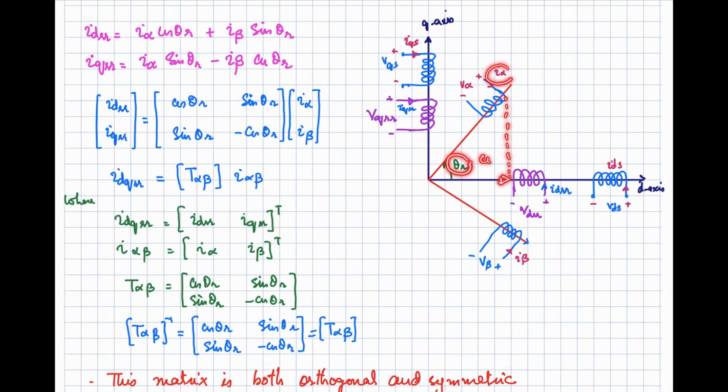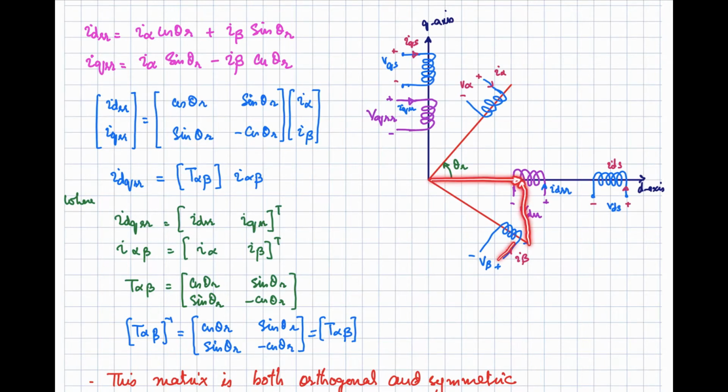This will be the cos of theta r into I alpha. So I alpha into cos of theta r is basically the projection of the I alpha along this axis. Then taking the projection of this I beta along the d axis, right? So how to find out that one?